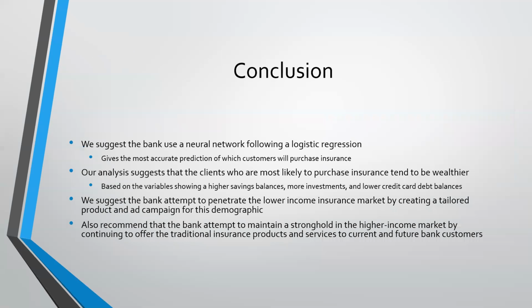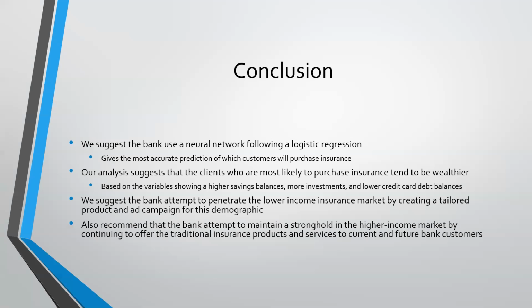Thank you, Brandon. So in conclusion, we suggest that the bank use the neural network following the logistic regression, because as Brandon just explained, it gave the most accurate prediction of which customers will purchase insurance. Now, for our analysis, we're suggesting that clients who are most likely to purchase insurance seem to be on the wealthier side. The variables that seem to correlate the most with people who would purchase insurance were a higher savings balance, more investments in their portfolios, and lower credit card debt balances.